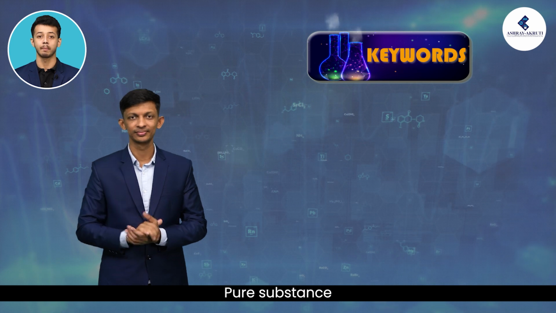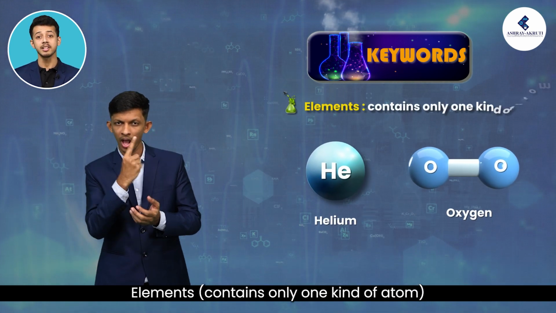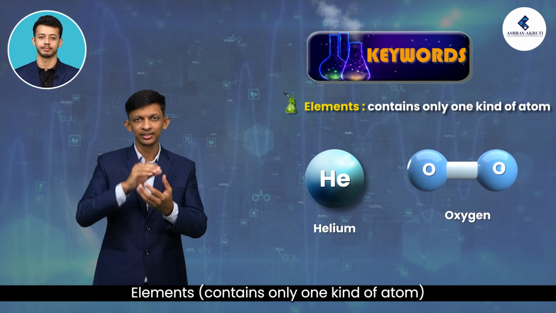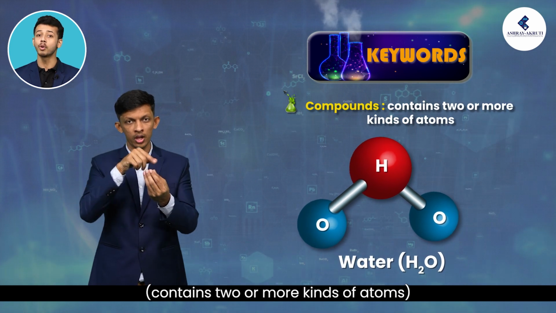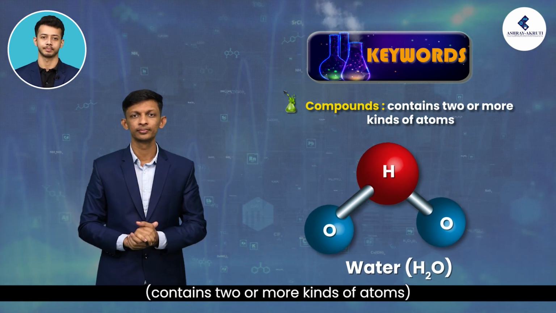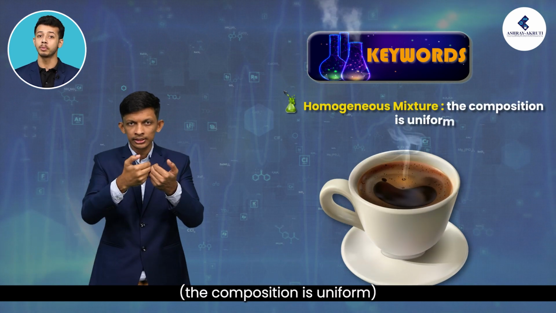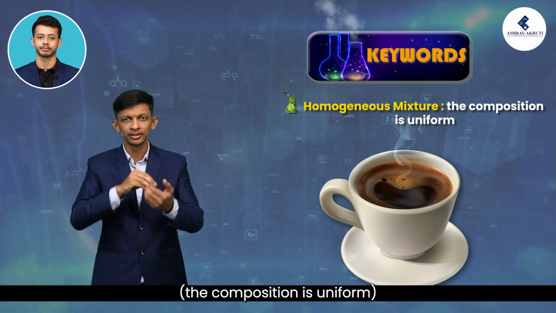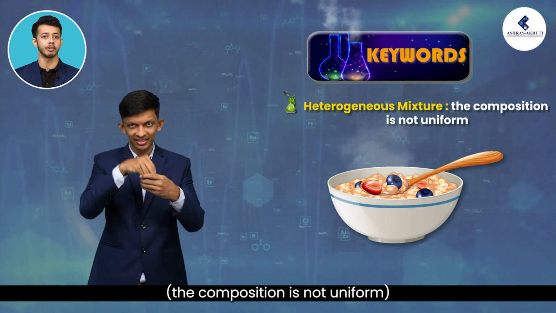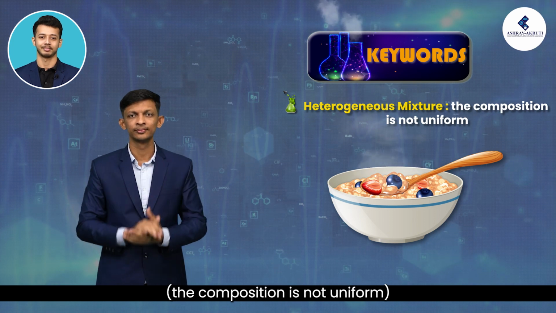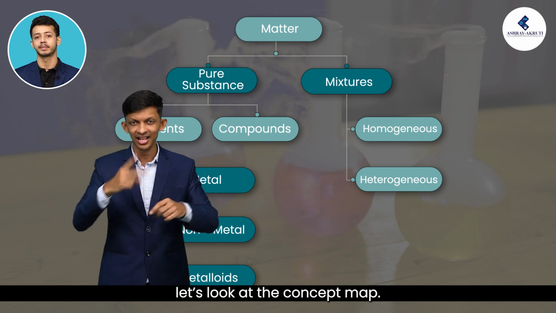Keywords: pure substance. Elements contain only one kind of atom. Compounds contain two or more kinds of atoms. Mixture: homogeneous mixture. The composition is uniform. Heterogeneous mixture. The composition is not uniform. Before starting the session, let's look at this concept map.